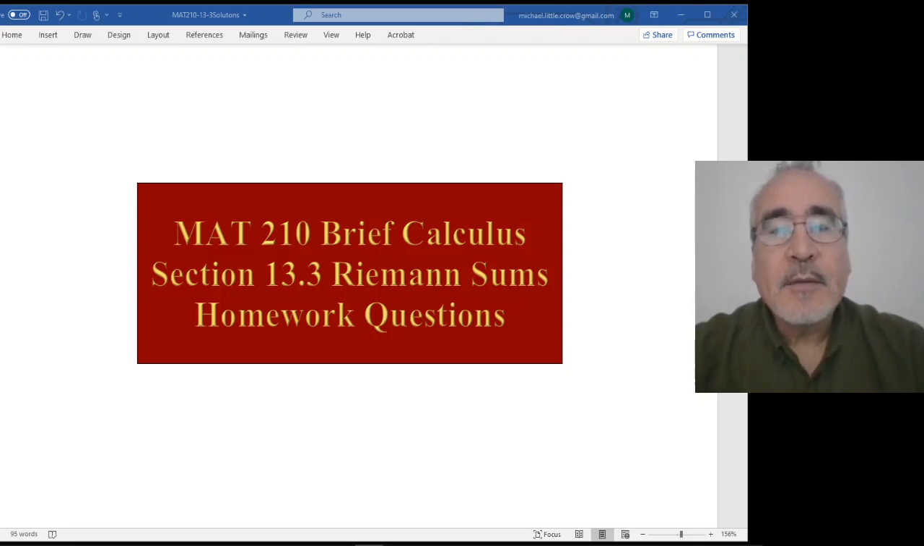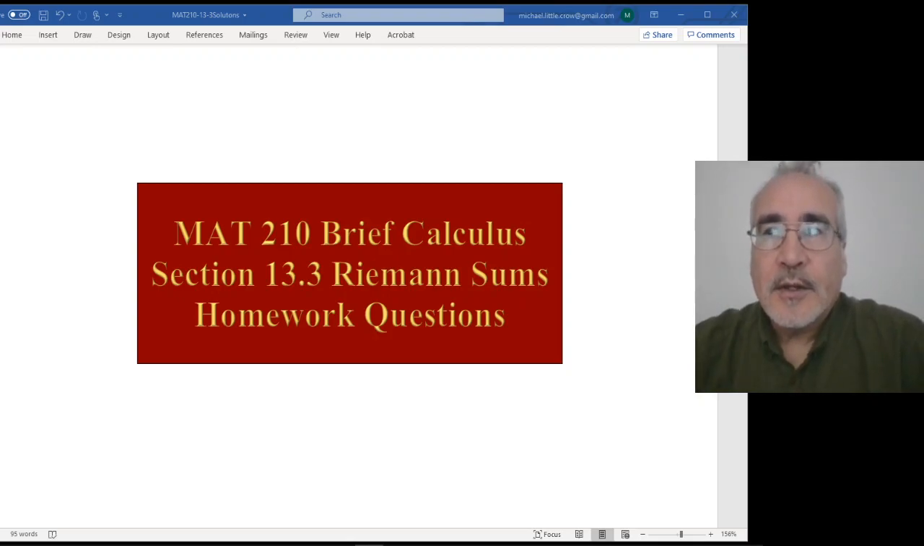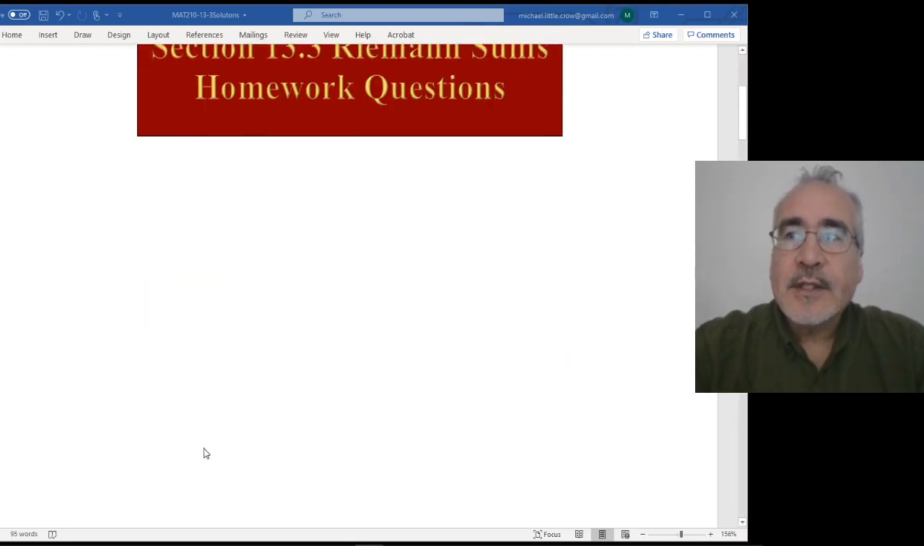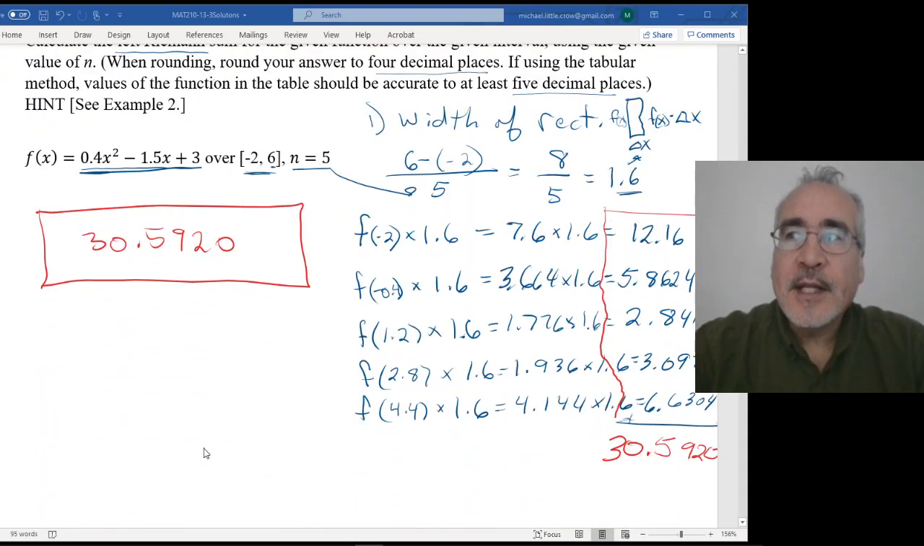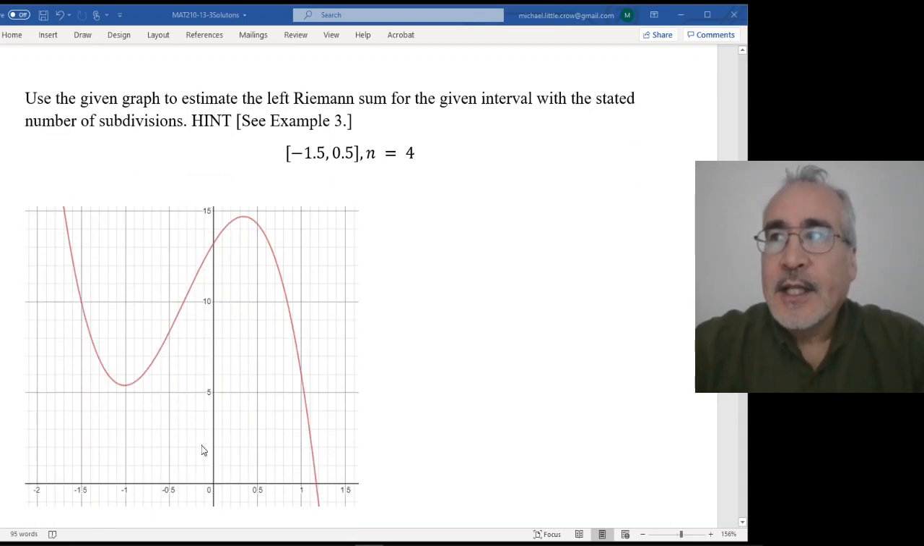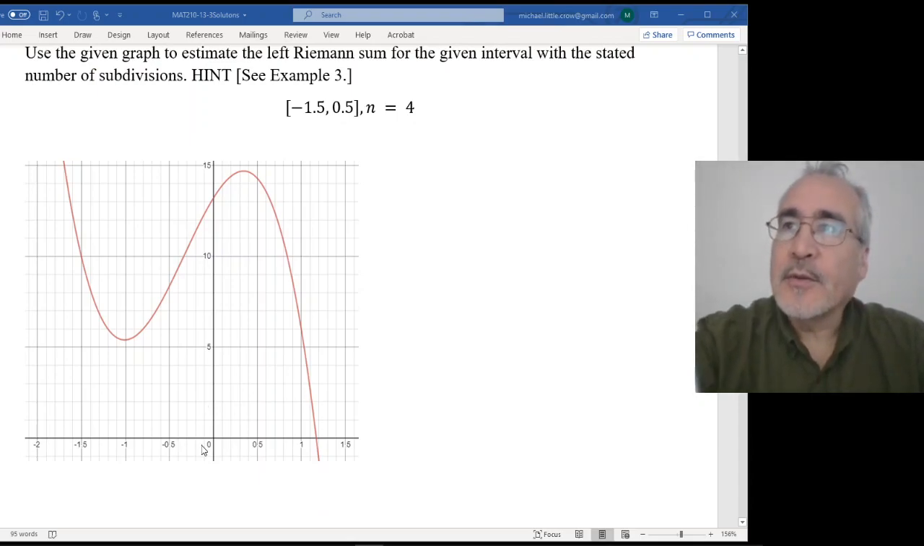So this will be the second problem. We've got two problems like this in our homework for 13.3. We have two graphs that are given to us. We've worked through this one already, and we're going to work through this graph one, and then I will post it to give you some guidance on how we go through this.